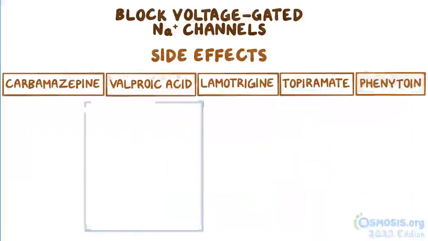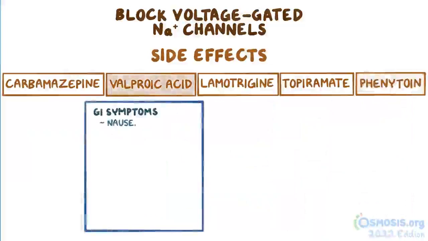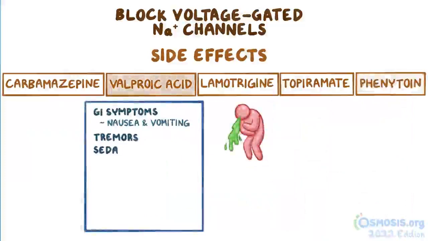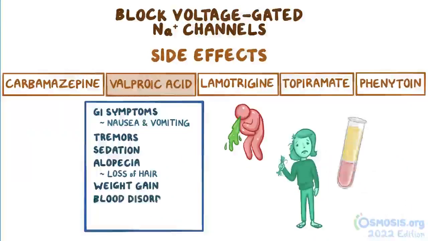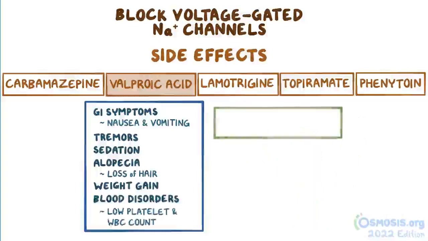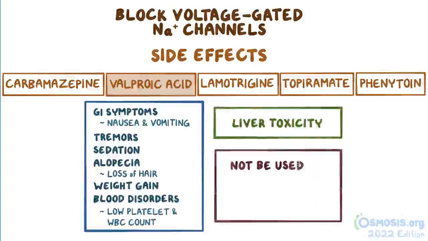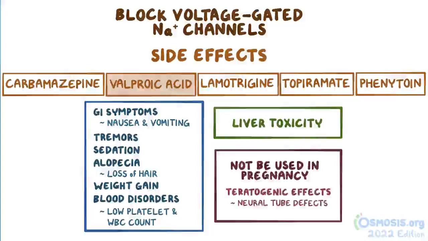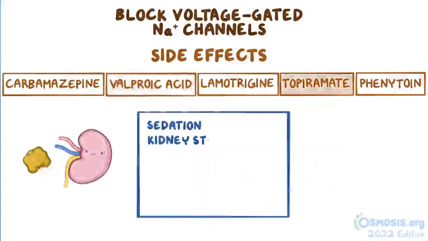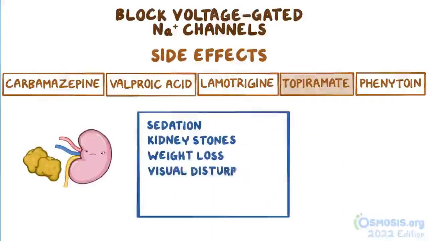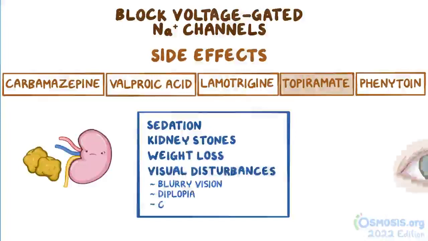Common side effects of valproic acid are gastrointestinal symptoms like nausea and vomiting, tremors, sedation, alopecia or loss of hair, weight gain, and blood disorders like a low platelet and white blood cell count. A rare but life-threatening adverse effect is liver toxicity. Also note that valproic acid should not be used in pregnancy, because it causes teratogenic effects like neural tube defects. Finally, side effects of topiramate include sedation, kidney stones, weight loss, and visual disturbances like blurry vision, diplopia, and glaucoma.